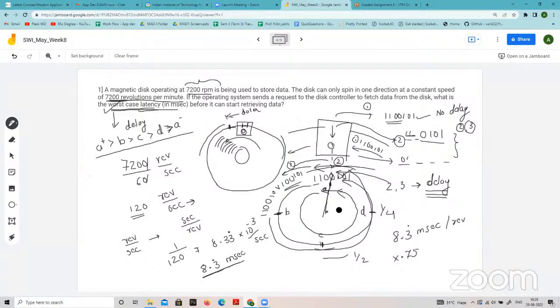Now it depends where the data was. If the data is here, I'll have to consider the remaining path. In the worst case, what will be the condition? The maximum time. When will be the maximum time? If my data just passed. Even if my single bit is gone, I will have to wait for the entire data to take the revolution and come back.